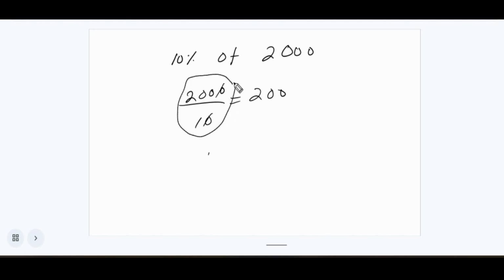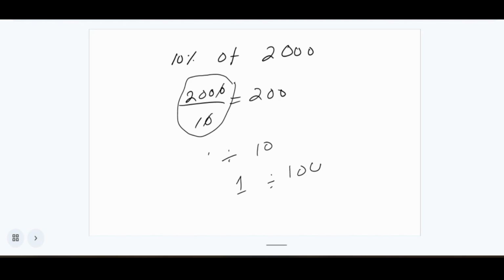But along with this, you must always know that 10% of any number, for example 2000, is 2000 divided by 10. You can find it very easily. When you don't have any notebook or pencil, you can do it mentally as well. So 10% is divided by 10 and 1% is divided by 100.